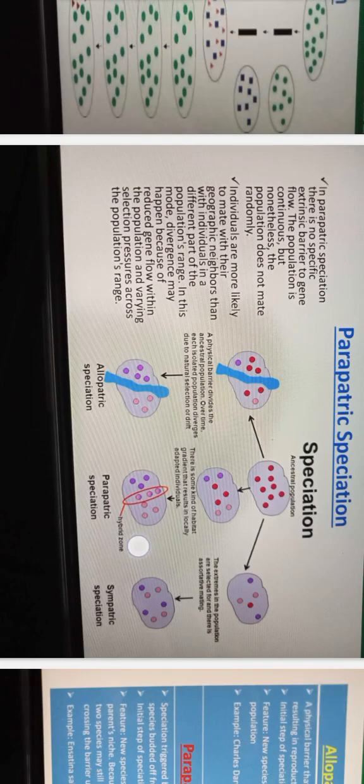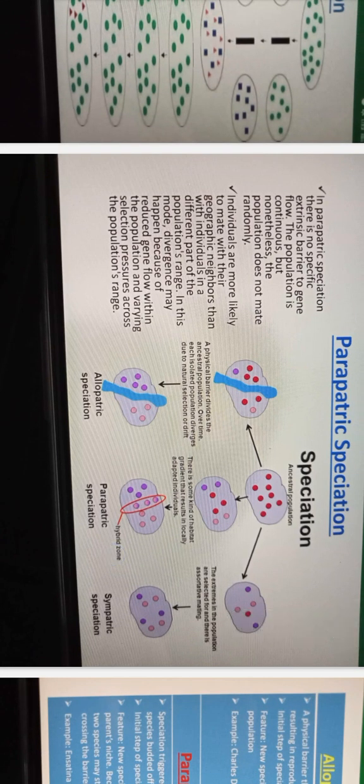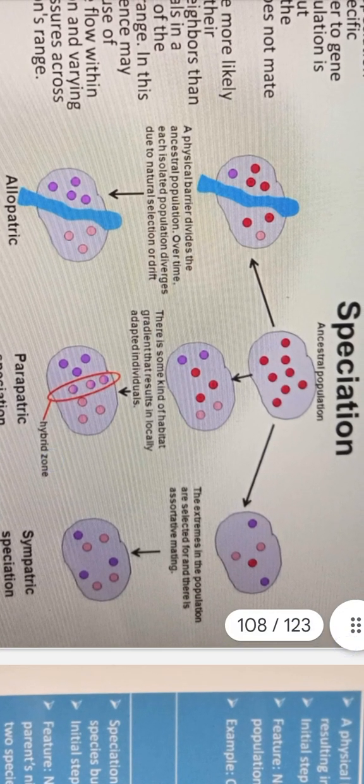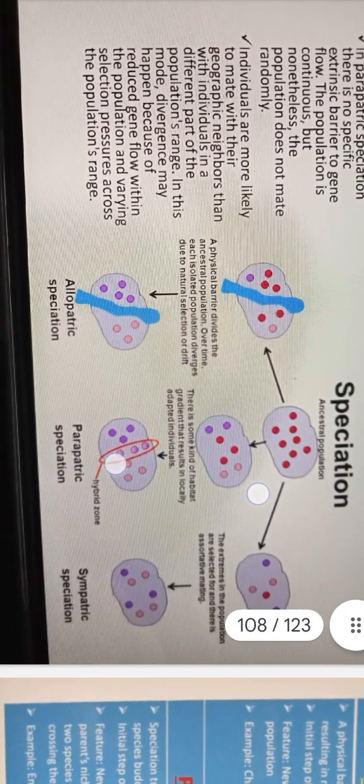Parapatric speciation, continuation of the previous video. In parapatric speciation, there is no specific extrinsic barrier to gene flow. Individuals are more likely to mate with their geographic neighbors. So when we get this picture, we could see that the ancestral population is there.